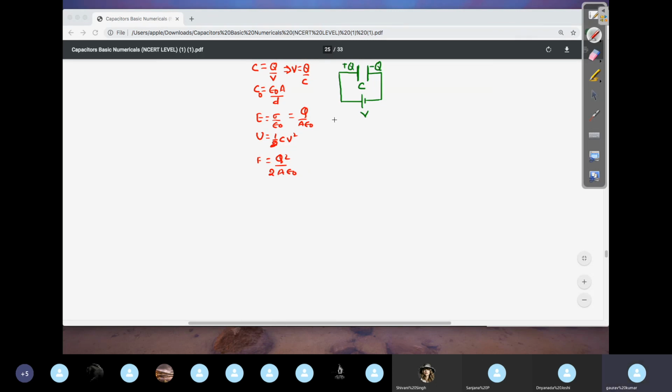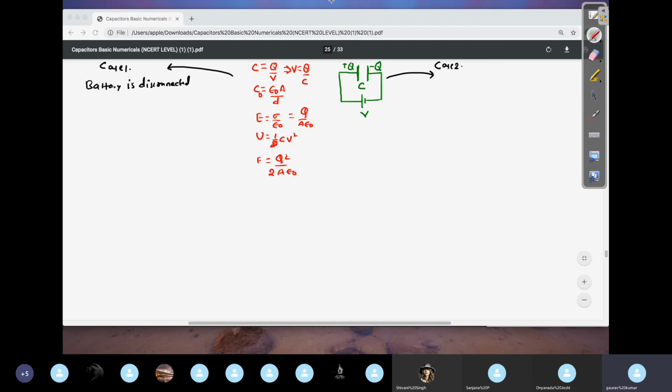This is what you have. Now, there are two possibilities, two extremes. Case 1 and then case 2. In case 1, what we do is remove the battery: the battery is disconnected.